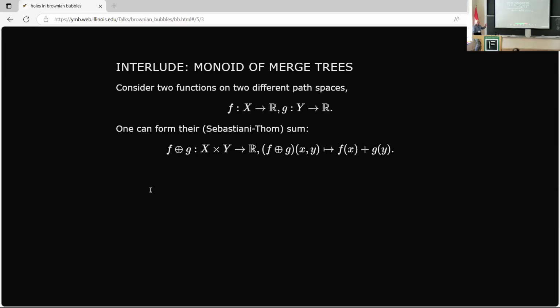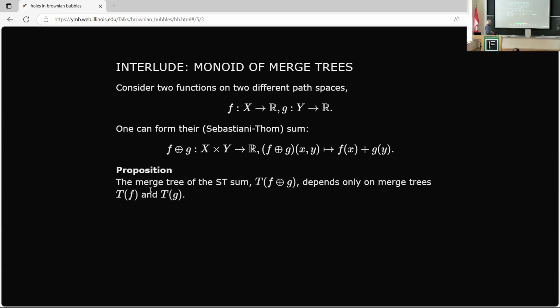Turns out that the merge tree of the new function depends only on the merge trees of the old functions. So it means this operation is defined at the tree level. You have a tree, another tree, you can form the product of those two trees, and you can form a new merge tree for the sum of those two functions.